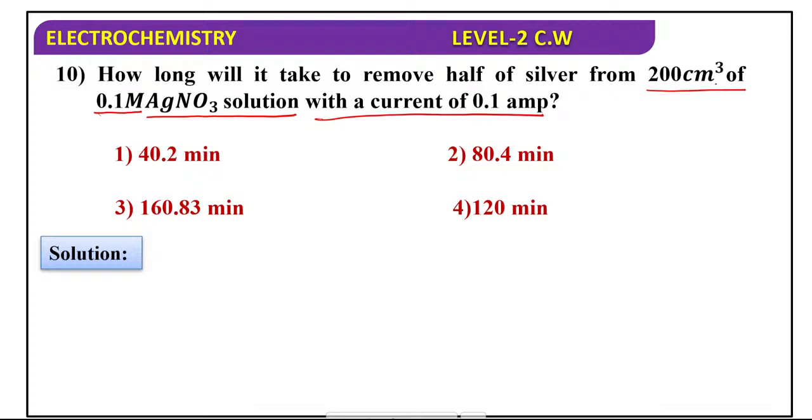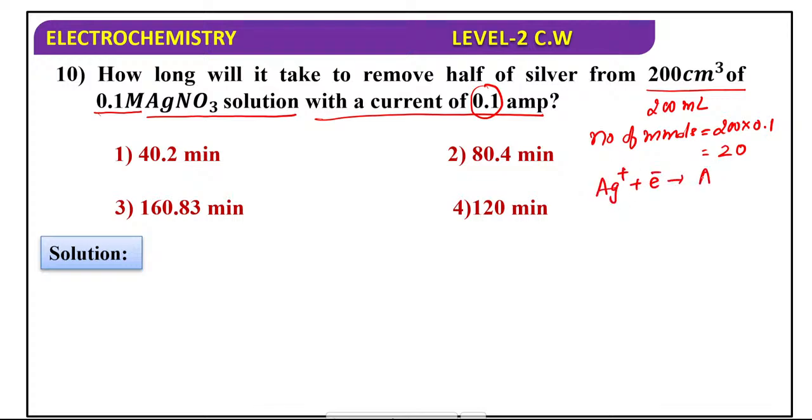So you have 200 ml of 0.1 molar. So you can calculate the number of millimoles from here. So millimoles is 200 into 0.1, which means 20 millimoles, with a current of 0.1 ampere. That is silver nitrate. So Ag plus gains 1 electron to give silver.